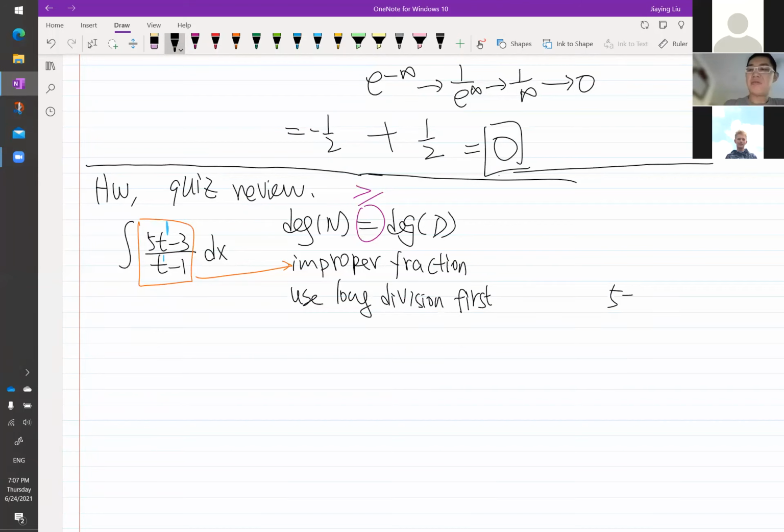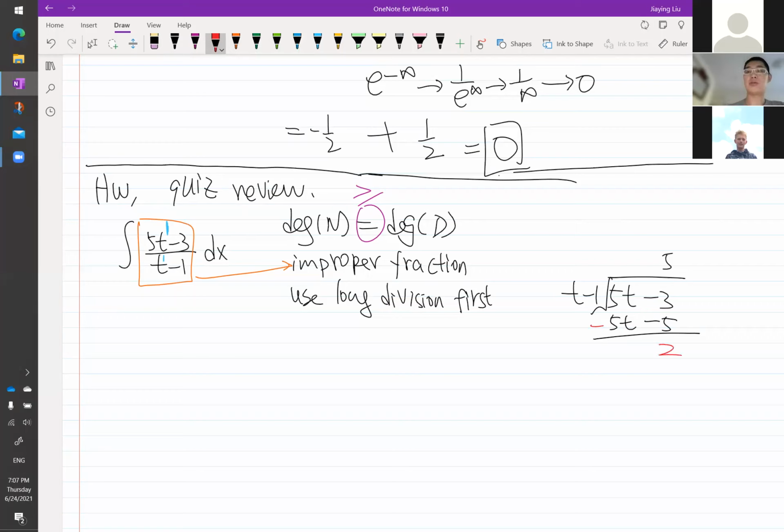So 5t minus 3 divided by t minus 1. We're going to put a 5 here because we need 5t. So put 5 there, so we get 5t minus 5. And then when we subtract, 5t minus 5t is 0. Negative 3 minus negative 5, that's a plus 5.